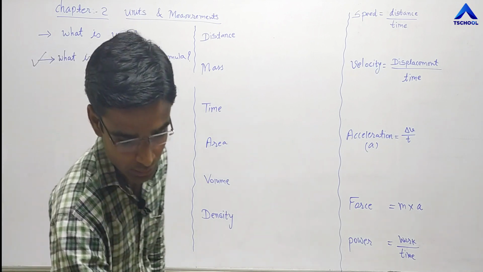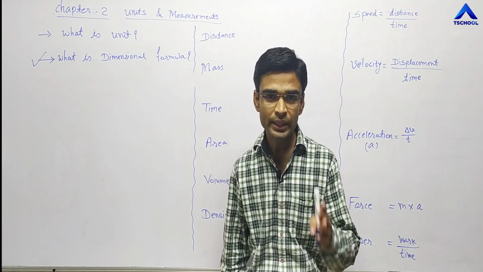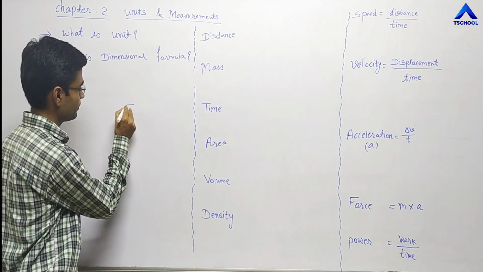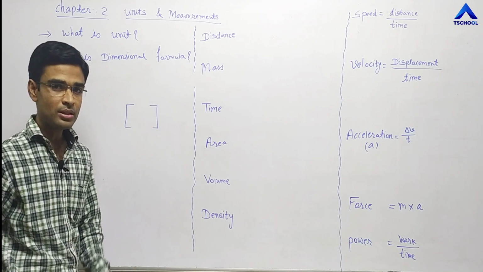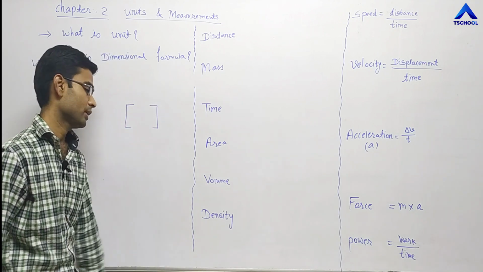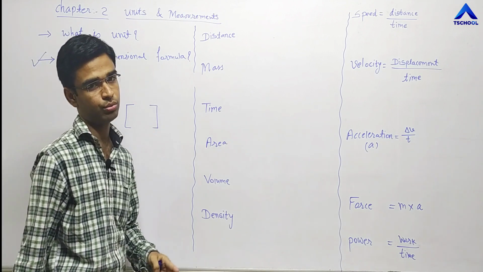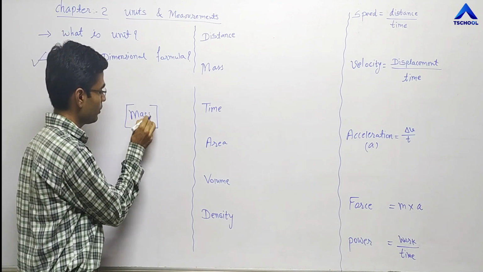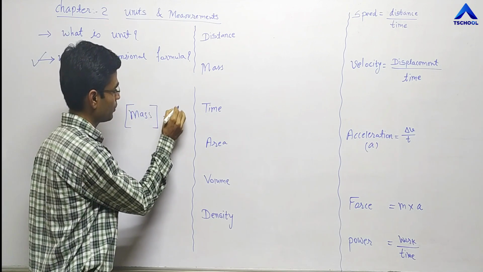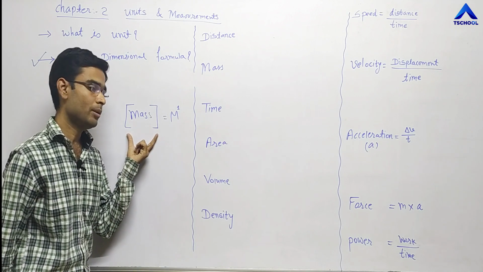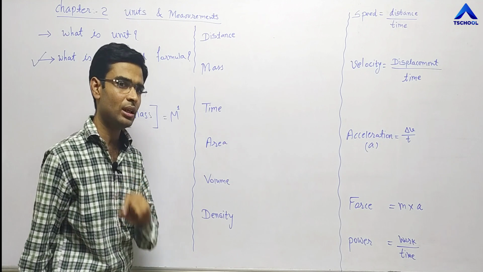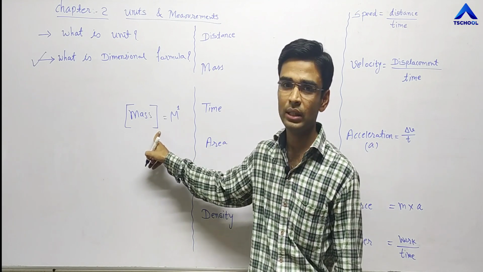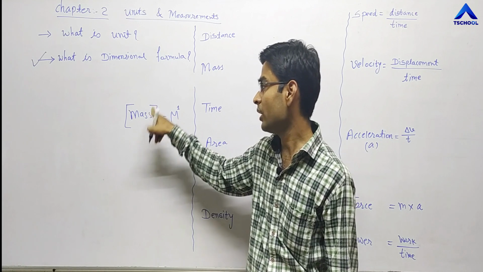Now, the dimensional formula is represented by the square bracket. If I want to write the dimensional formula of mass, we write the dimensional formula of mass equal to M1. If any physical quantity is represented by the square bracket, then we understand that it is the dimensional formula.